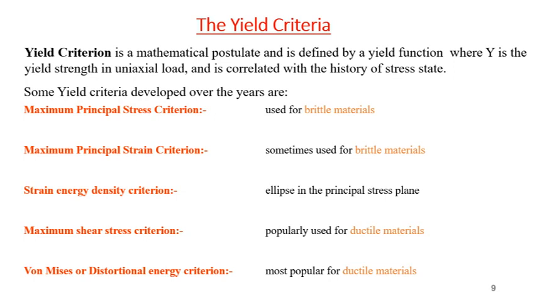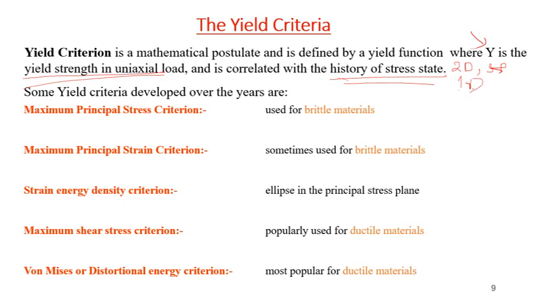So the yield criteria, in general, we call it a mathematical postulate, is defined by a yield function. This is my yield strength, and that is under uniaxial load. This yield strength is the material property that we find under uniaxial load, through the universal tensile testing, and we relate it with the state of stress. If you have a 2D stress state, plane stress, or a 3D stress state, or maybe a 1D stress state, how do we relate?